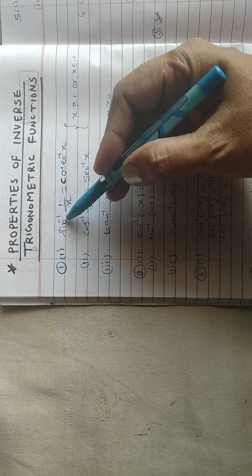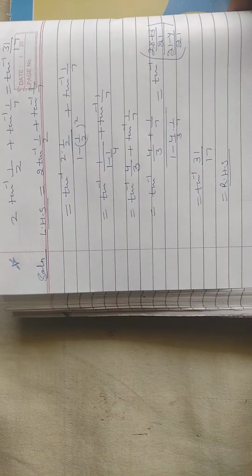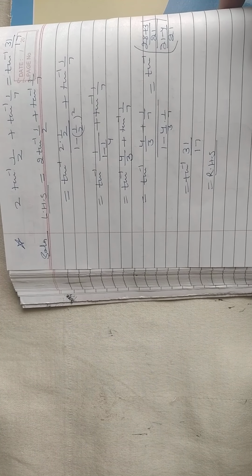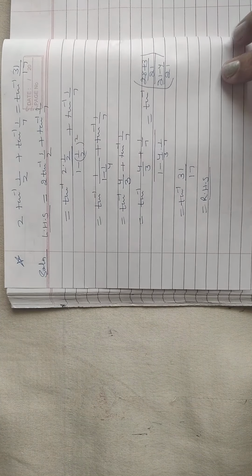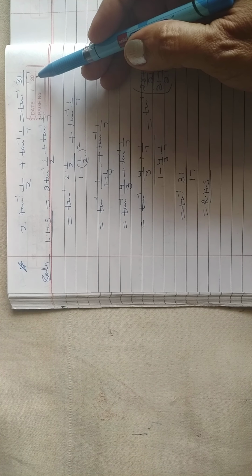Next question is, you have to prove 2 tan inverse 1 by 2 plus tan inverse 1 by 7 is equal to this. You have to prove this.